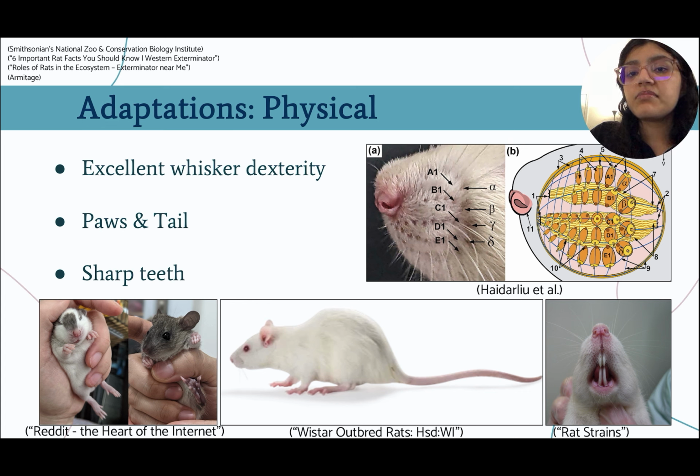They also have physical adaptations with their paws and tails, because their paws and tails allow them not only to balance but also to regulate their body temperature. They also have sharp teeth called incisors, which are non-stop growing teeth. So the more their teeth are used, the more they get ground down, but the teeth will continuously grow. This is essential for the rats because they have a wide range of diet. They'll eat anything from hard nuts to soft food. And with such heavy diets, their teeth will get ground down and they need their teeth to be replenished.